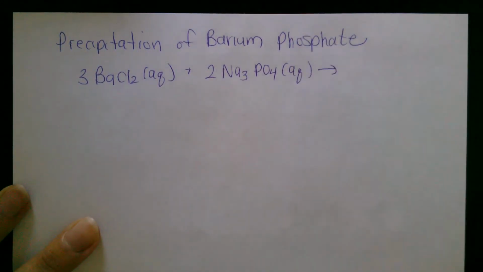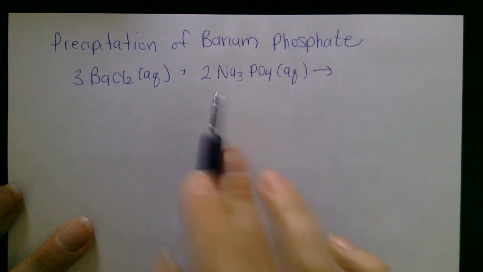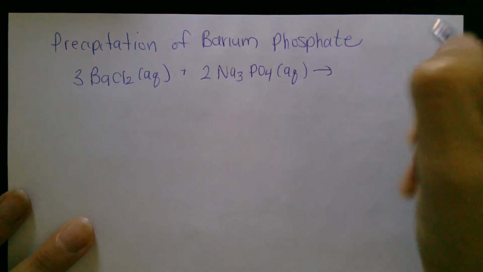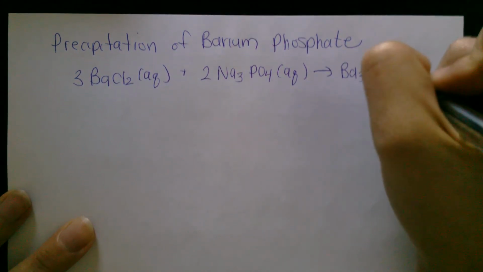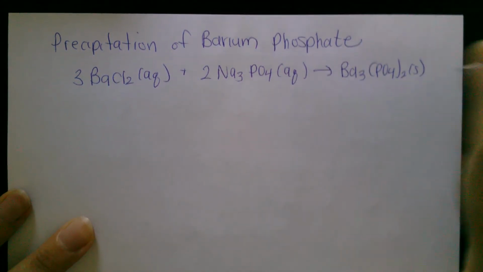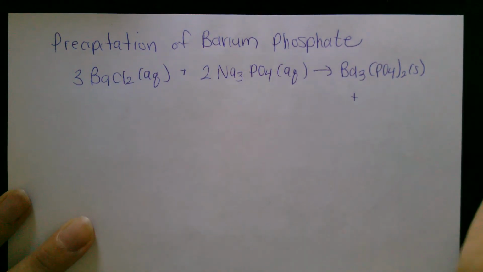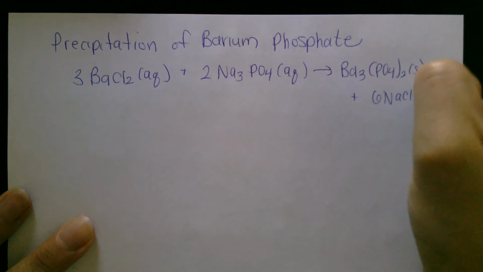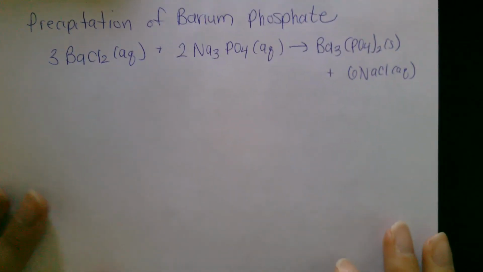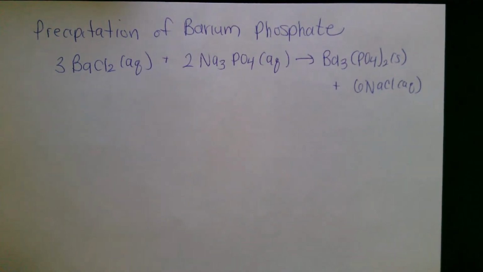This is a nice exchange reaction where barium and sodium swap places. So we form barium phosphate, solid, and then we form 6 NaCls at the end that remain aqueous. So here is our precipitation reaction.